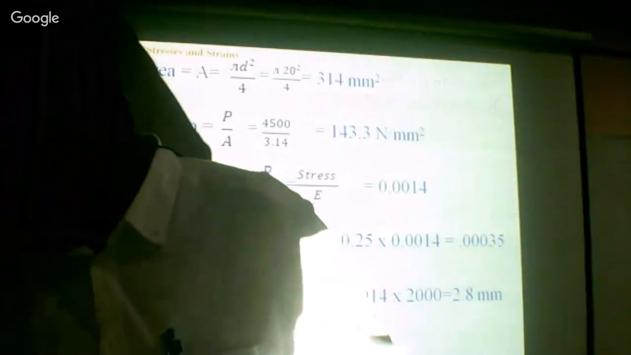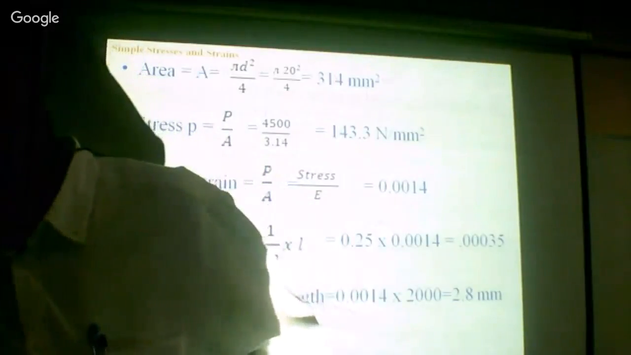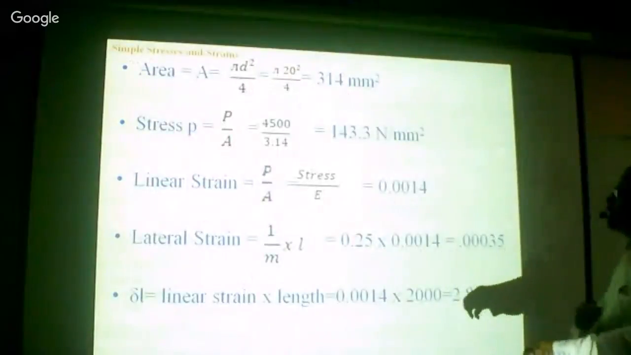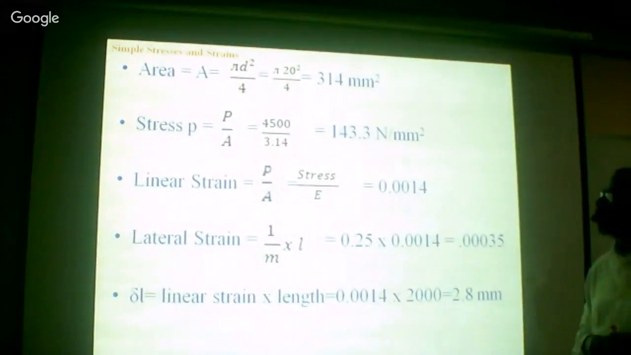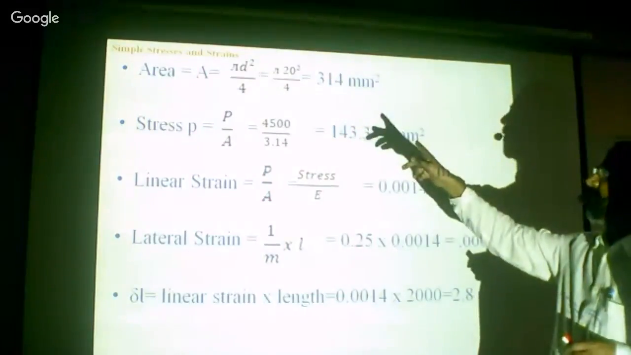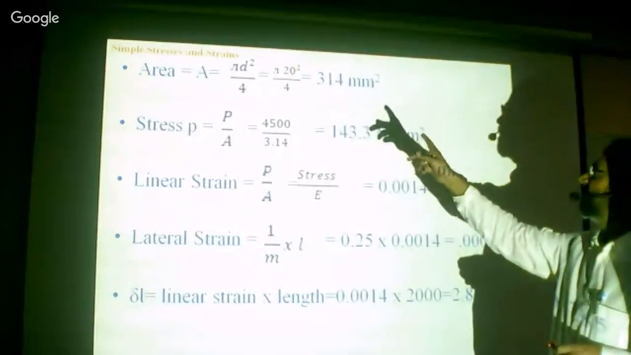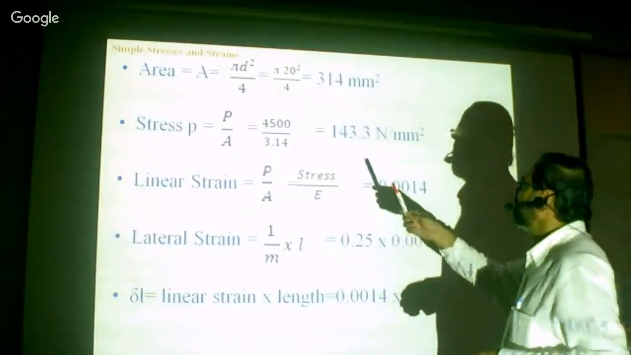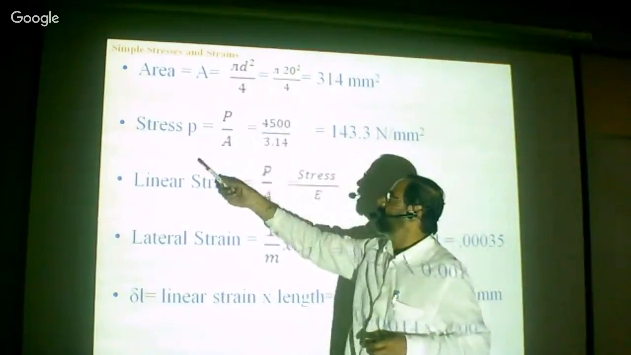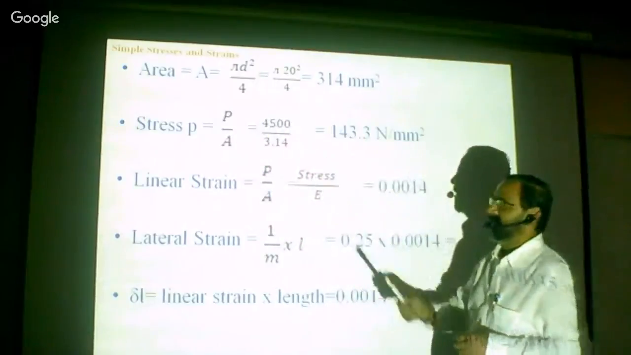Now therefore, what we should do, we must write down from the given data: area is given, diameter is given, then area is calculated from the given diameter. Apply the regular equation, area equals pi by 4 d squared, and stress is equal to load divided by cross-sectional area.